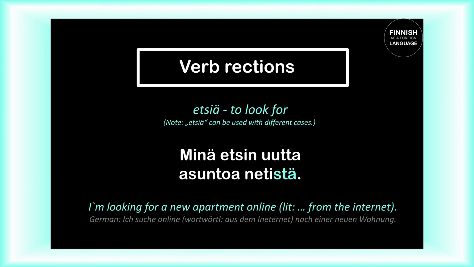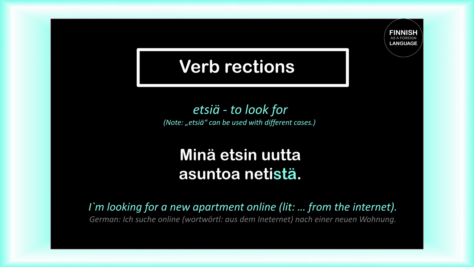Next verb is etsiä, which means to look for. Here's one example. Minä etsin uutta asuntoa netistä means I'm looking for a new apartment from the internet. So, minä etsin means I'm looking for or I looked for. Etsin can be either present tense or past tense of etsiä. Uutta asuntoa means a new apartment, standing here in the partitive case because of the verb etsiä, and netistä means from the internet. It's the elative case of netti.